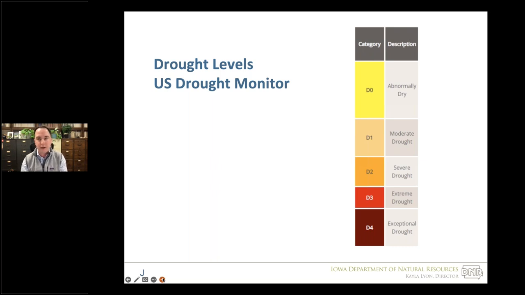In terms of percentiles, you look at 100 years of data, D4 conditions you wouldn't see once, but every 50 to 100 years. So this gives you an idea of the severity of drought conditions.